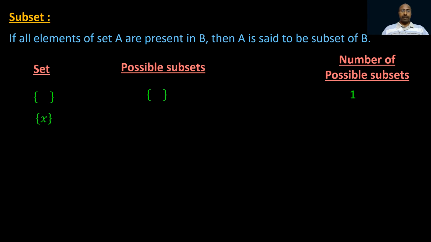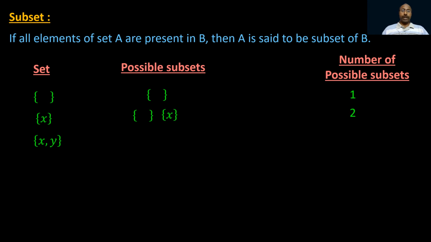And take a set X, a set of element X. So let us see which are the possible subsets for the set X. So the first subset is the null set, because we know that a null set is a subset of every set, and also we know that every set is a subset of itself. In that way, the set {X} is a subset of the given set. So here we have two subsets.